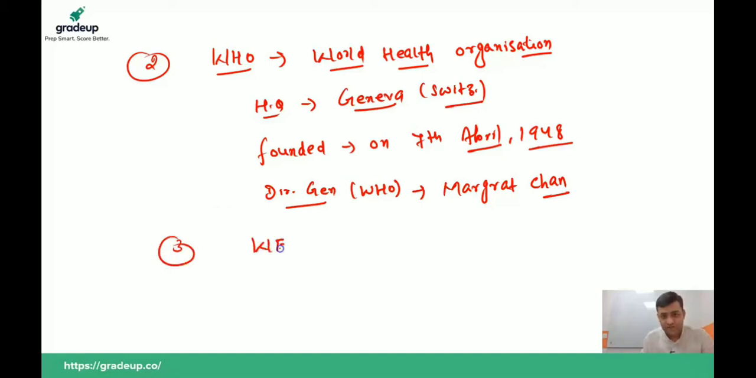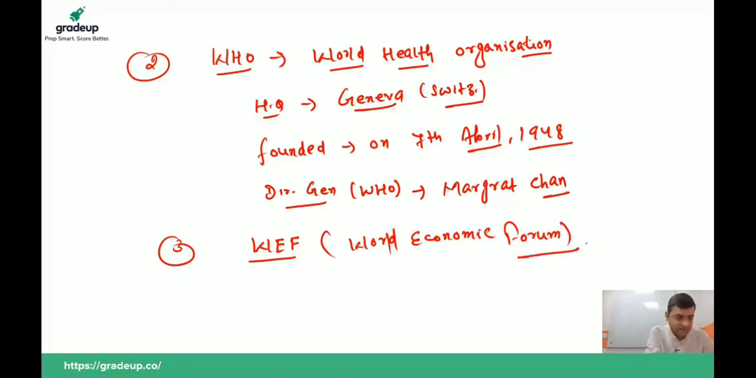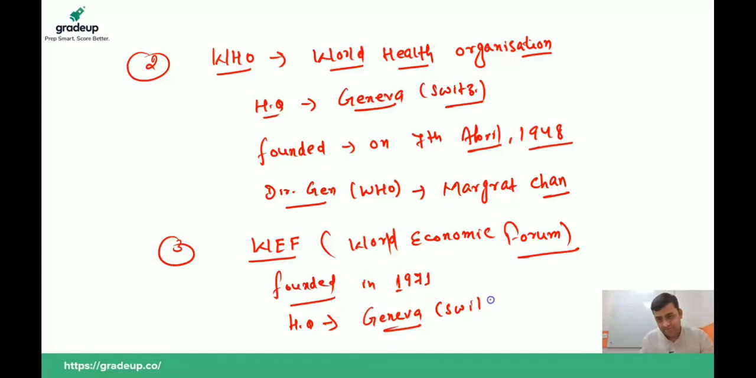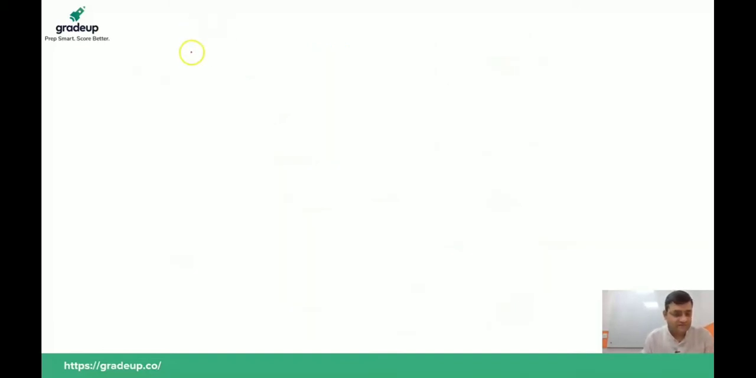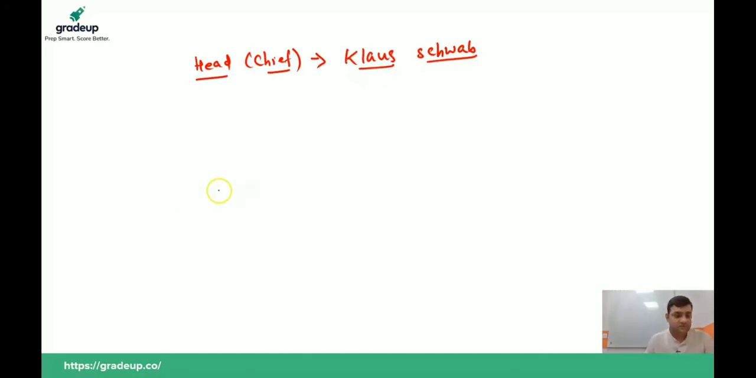The next important organization is WEF, the World Economic Forum. This was founded in 1971, and it is headquartered at Geneva, which is part of Switzerland. The head, or chief, of the World Economic Forum is Klaus Schwab, K-L-A-U-S, Klaus Schwab. He is the head of the World Economic Forum.